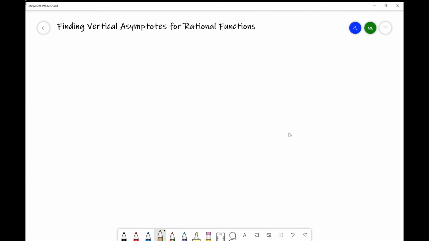Okay, hi everyone. So I want to talk about finding vertical asymptotes for rational functions. We talked about earlier that the parent function of reciprocal functions was 1 over x. Whenever your denominator, x, is equal to 0, that's when it is undefined.